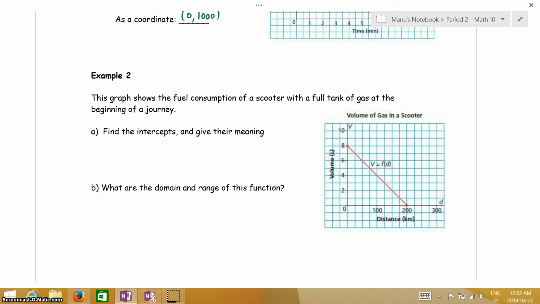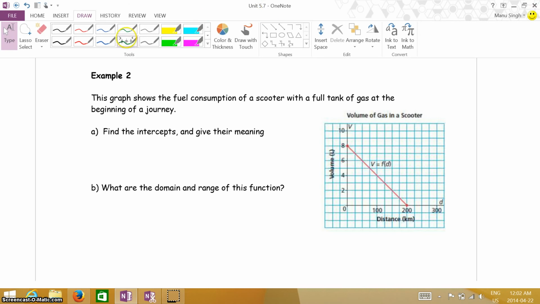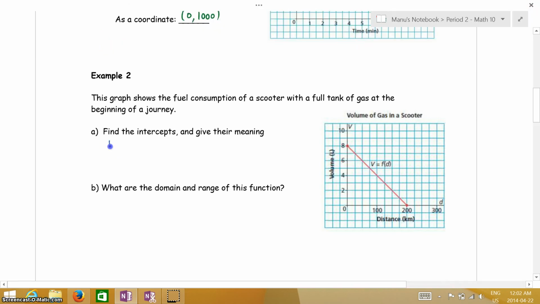By looking at your graph, what would you say is the horizontal or the x-intercept? Horizontal intercept, where the graph touches the x-axis, so that would be right here. So the horizontal intercept is 200 kilometers. Actually, I shouldn't say that. I should just say 200. The number is what we're concerned with.